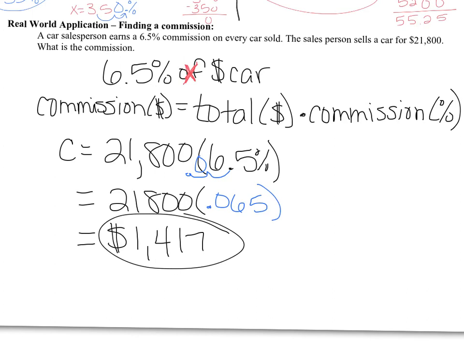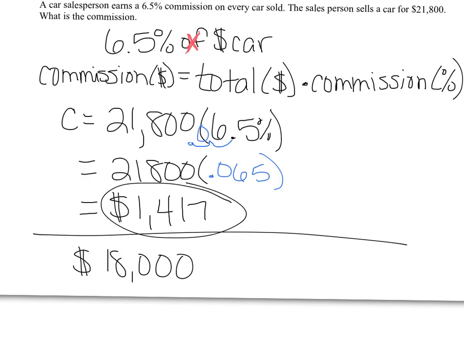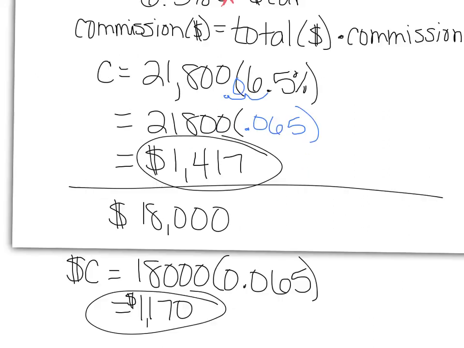Okay, I'm going to give you guys another one. I want you to try the same thing here. Tell me, how much would he make if he sold a $18,000 car? Use the formula from above and tell me how much he would make on commission off that car. So go ahead and pause the video and figure out his commission. You should have got that he would make $1,170 off that commission.